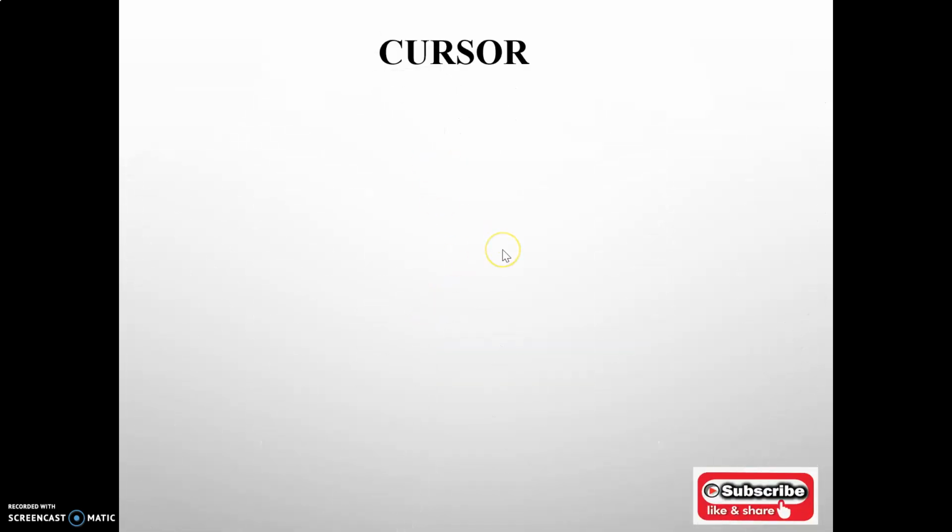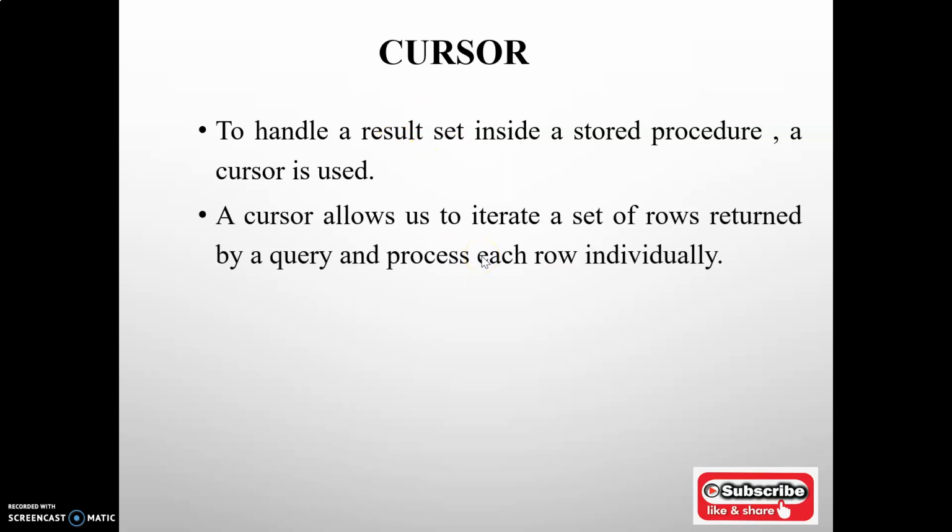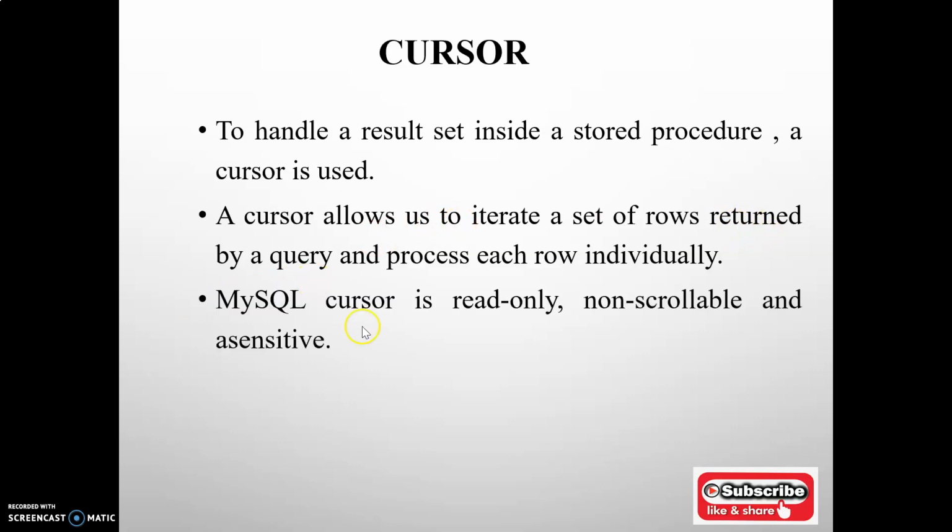So we will see what is a cursor. A cursor is used to handle a result set inside a stored procedure. So a cursor is always used with a stored procedure to handle a result set, and a result set is nothing but one select statement, which we will see with an example. A cursor allows us to iterate a set of rows returned by a query and process each row individually. So for whatever select statement we write, we create one cursor which allows us to iterate the set of rows returned by that query, that is, the select query.